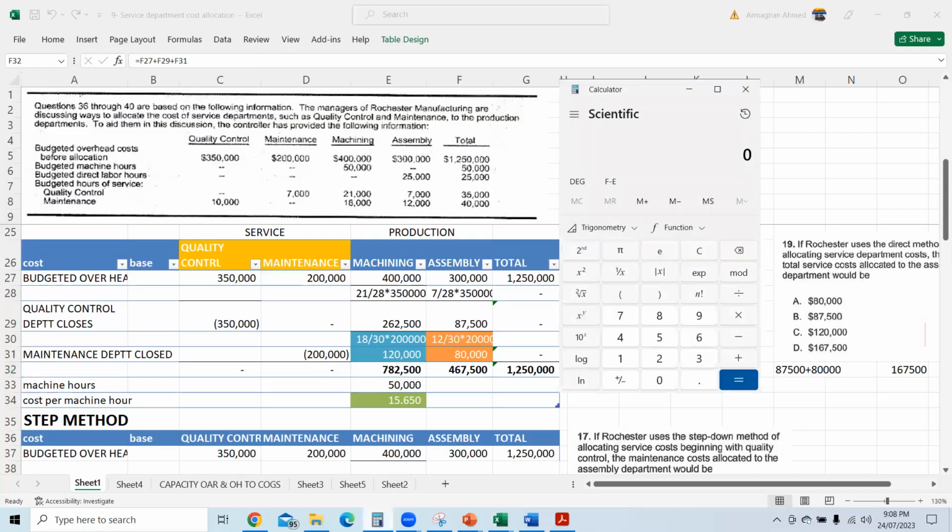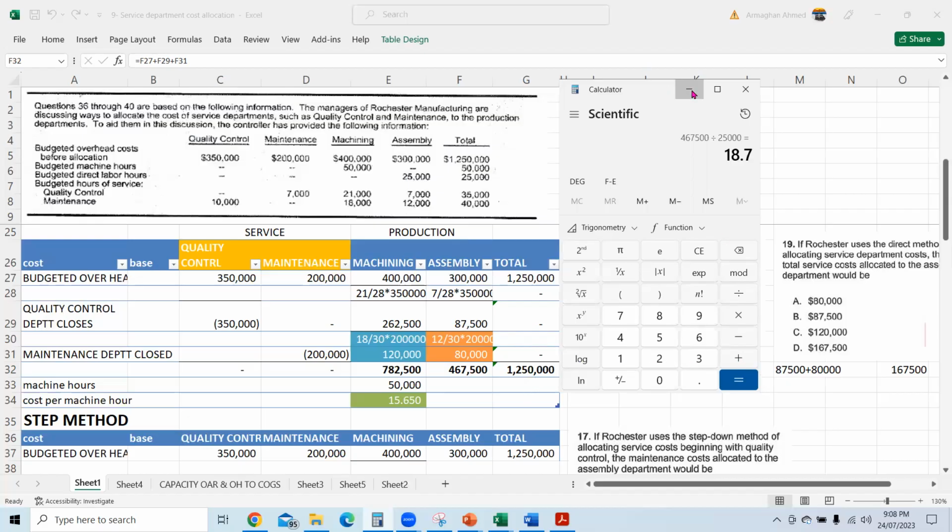10.20, around 67,500, divided by 25,000, right? 19 point something, 18.7. If they ask about what is the total cost allocated to each labor hour, although they are not mentioning assembly, the labor hours are there in assembly, right? So you will divide assembly total cost by labor hours.